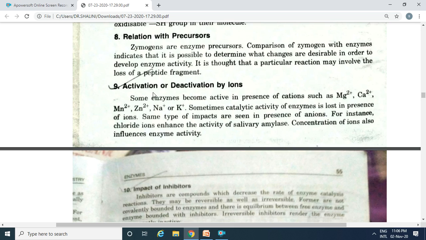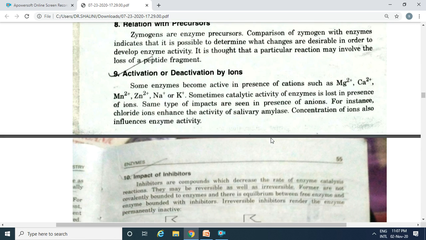The ninth factor is the activation or deactivation by ions. Some enzymes become active in the presence of cations such as magnesium ion, calcium ion, zinc ion, sodium ion, or potassium ion. Some chloride ions enhance the activity of salivary amylase, which is present in our saliva, and this is enhanced by chloride ions. The concentration of ions also influences enzyme activity.